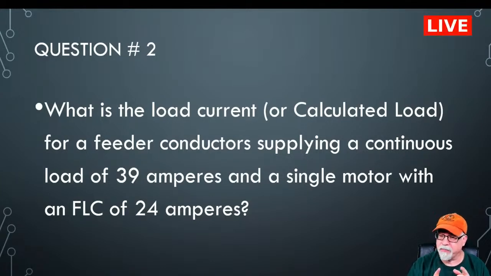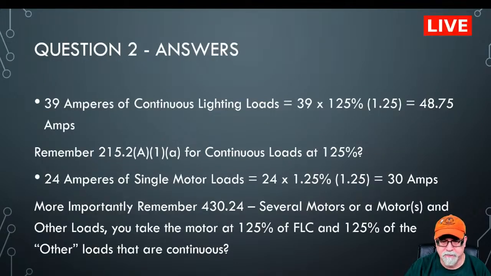Now remember something. This is a feeder. This feeder has both a continuous load, let's say a continuous lighting load, whatever it is, it's continuous, and it's telling you also it has a motor. So there are two different loads being supplied by this feeder. Okay, that's a given. Now let's look at the question, look at the answer, and we'll work through it.